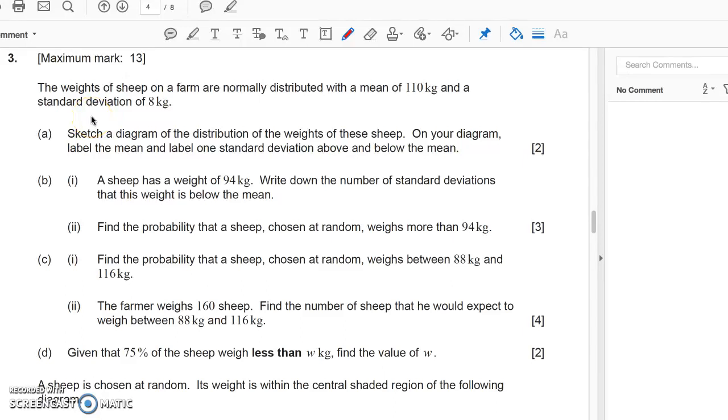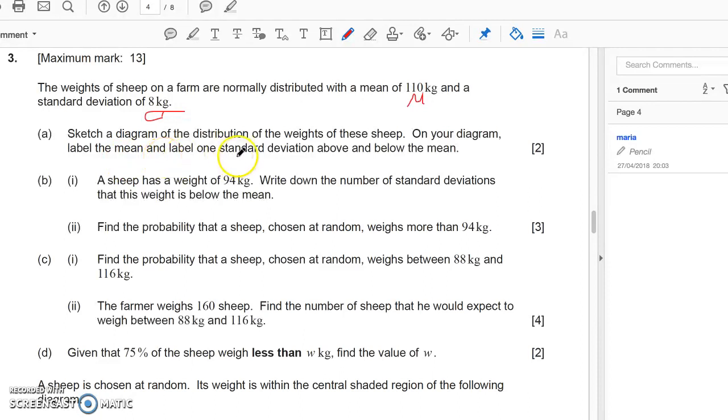Another Math Studies Paper 2, question 3, that's from November 2015. Question 3. The weights of sheep on a farm are normally distributed with a mean of 100 kilos and a standard deviation of 8 kilos. So that's already telling me the mean, mu, and the standard deviation, sigma.